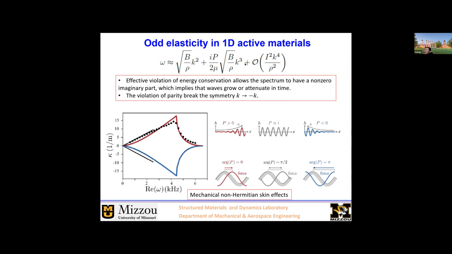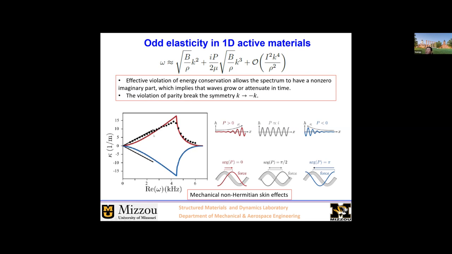Also, if you look carefully, K has a cubic term. So what does the cubic term mean? In this dispersion, there is a violation of parity symmetry, and K and negative K are not symmetric anymore. Both the energy conservation violation and the parity symmetry breaking also endow this system with the topological non-Hermitian skin effect.